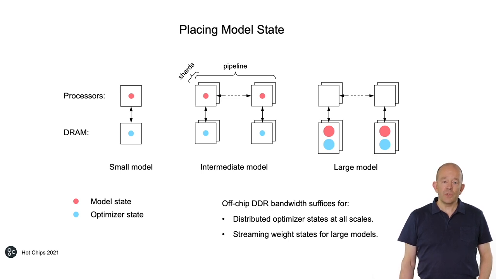At all scales, it usually makes sense to keep the training optimizer state off chip and to distribute it over all the chips. Optimizer state is accessed only once per model update and does not require high local bandwidth if distributed. So can the large model off-chip case on the right perform well without high bandwidth memory?